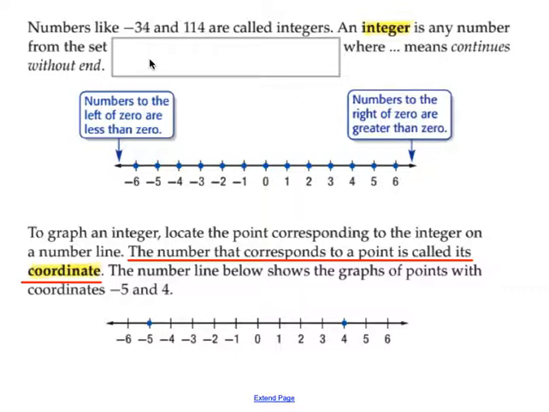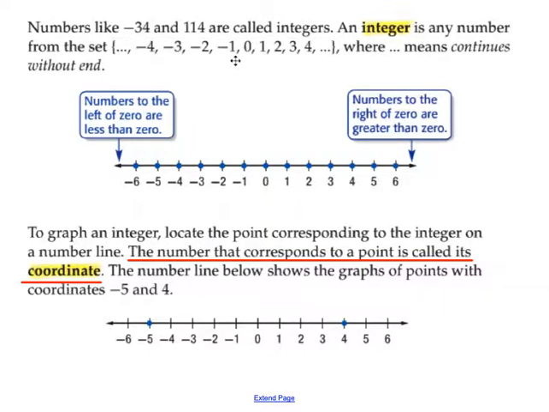These numbers that are positive and negative, and we've talked about this already, are called integers. They are members of the number system called integers. Integers are any of the positive or negative whole numbers or natural numbers. And the 3 dots here just means that it continues forever. So they're positive or negative whole numbers or 0. And numbers to the left are less than 0. Numbers to the right of 0 are greater than 0.